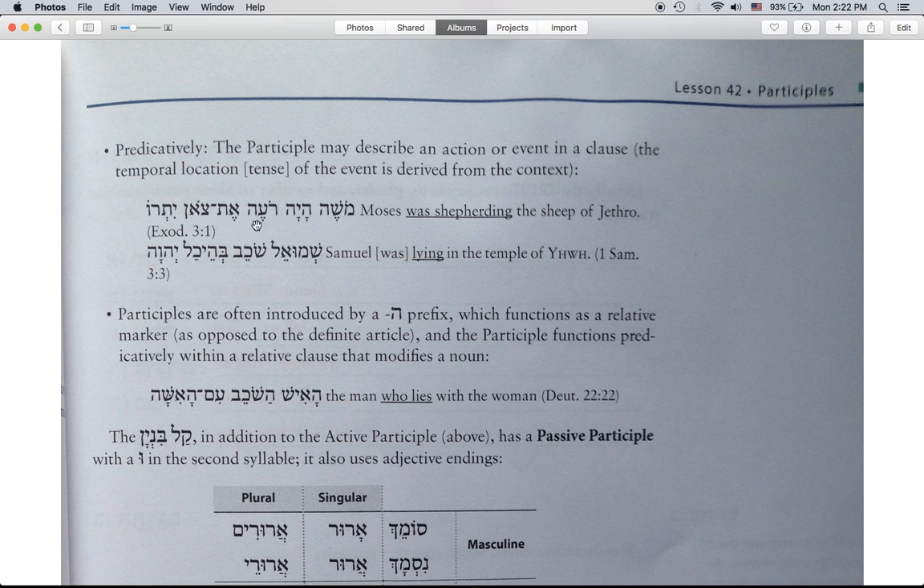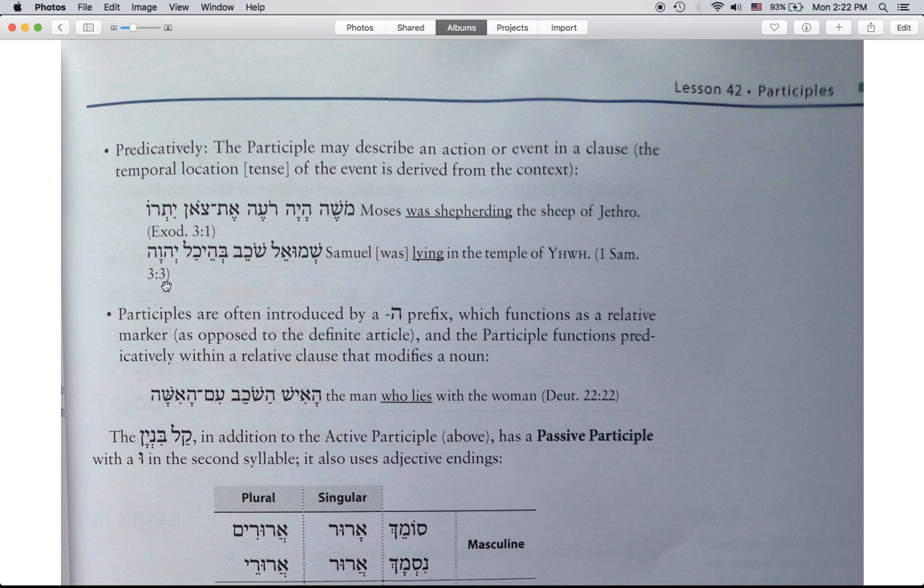Moshe haya ro'eh et zon yitro. Moses was a shepherd. Here's our participle. Could be translated as was shepherding. Here this is translating it with an English participle, the ing. So Moses was shepherding the sheep of Jethro. So what was Moses doing? He was being a shepherd, and that is what the participle is doing there for us.